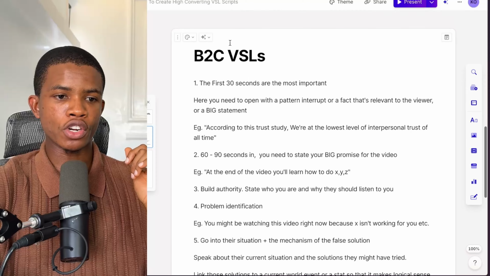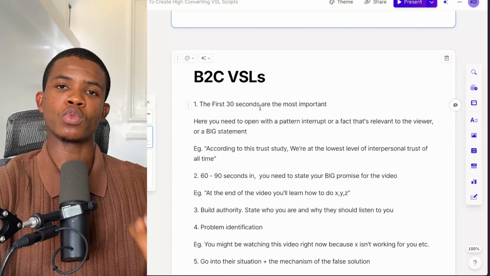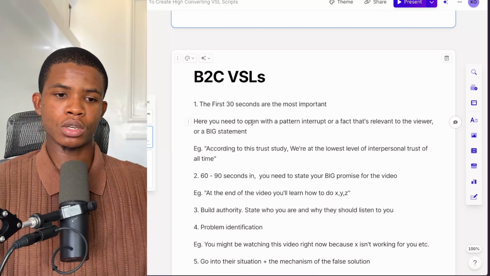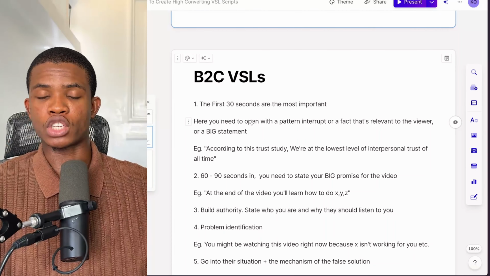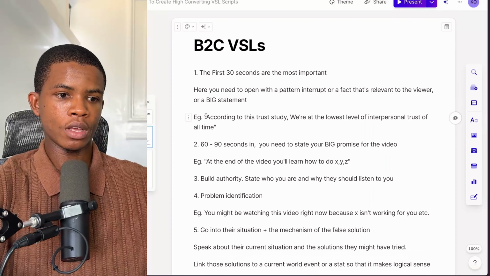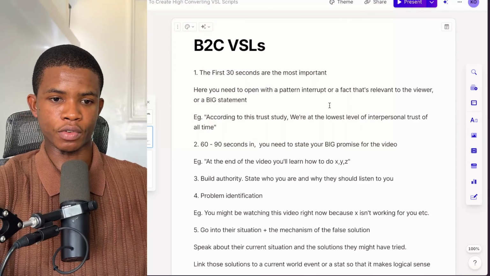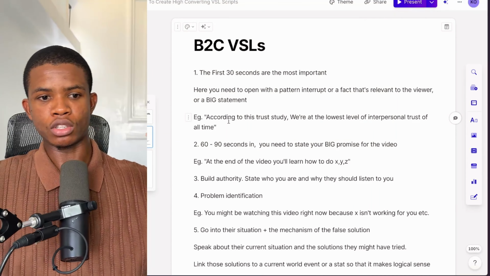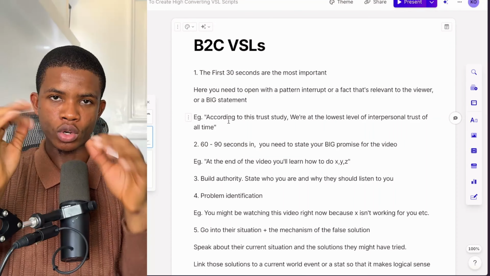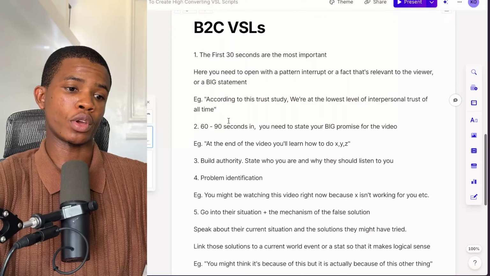So the first 30 seconds are the most important when it comes to B2C VSL. Here you need to open with a pattern interrupt or fact or something that's relevant to the viewer, or a big statement. For example, according to this trust study, we're at the lowest level of interpersonal trust of all time. This is just a big fact, a big statement, something that is going to hook them into the video. And then that's where you proceed to the next step.